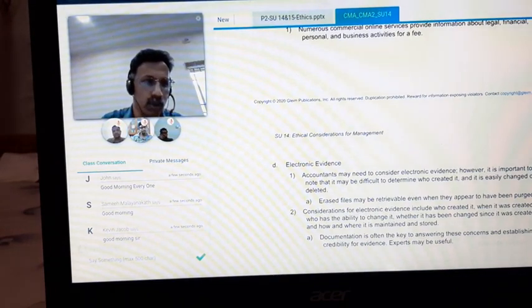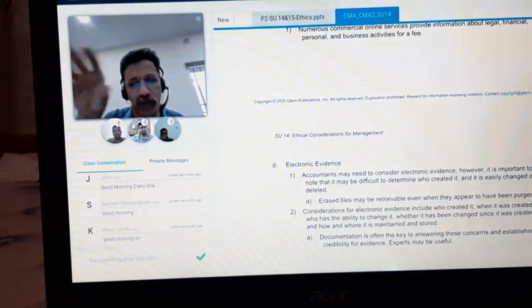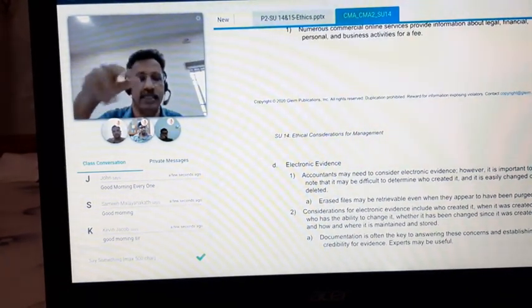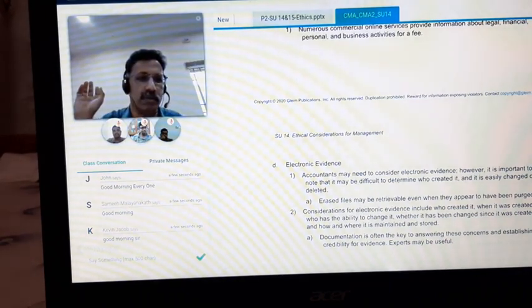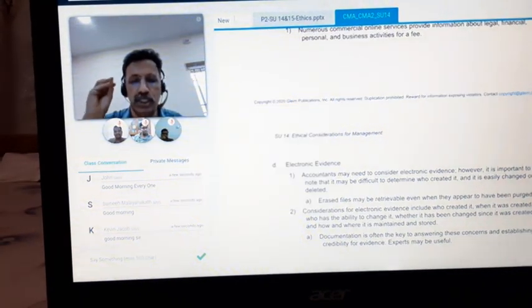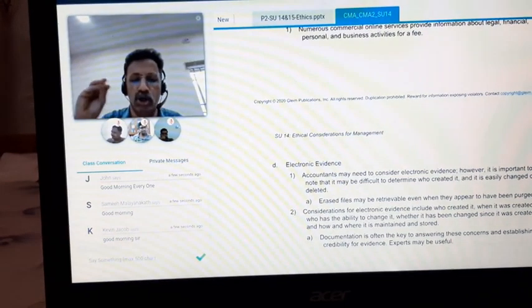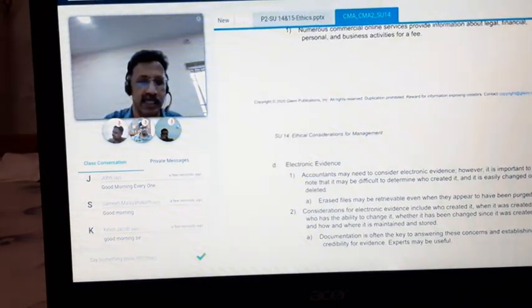The people who commit fraud would have really changed that also, right? So all those things you should be knowing. You should not go for any false positives in these cases.